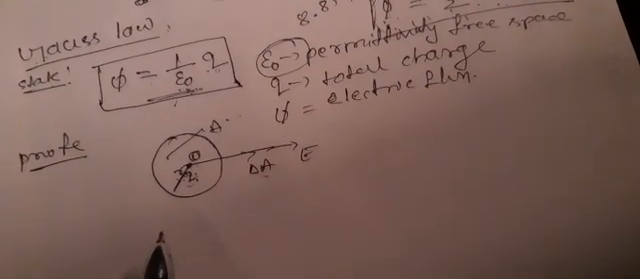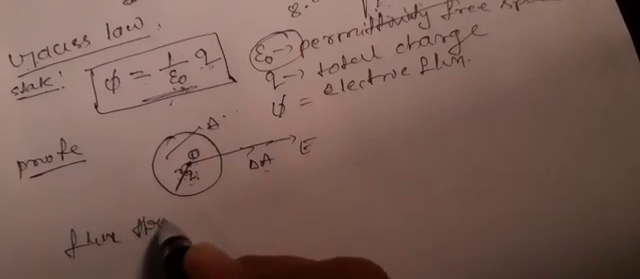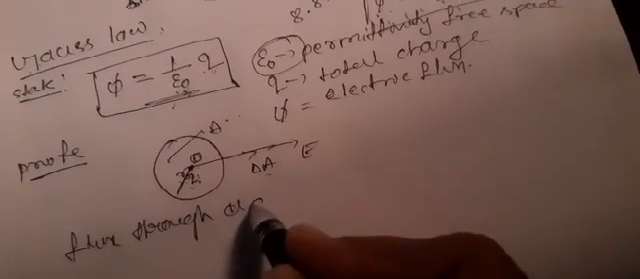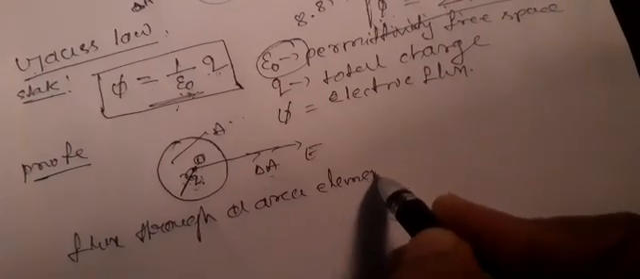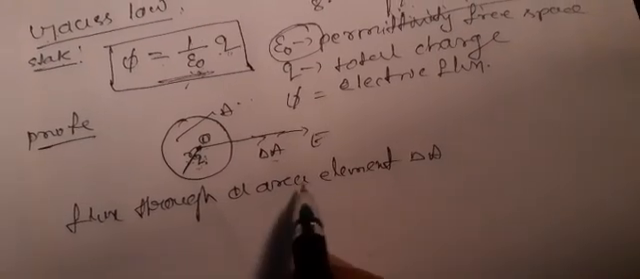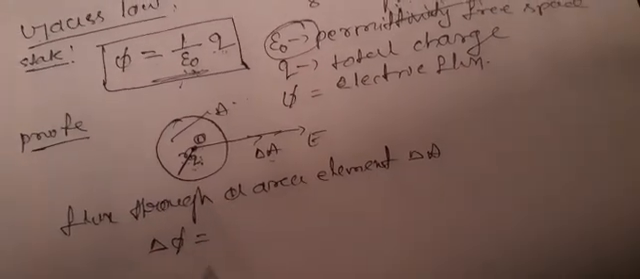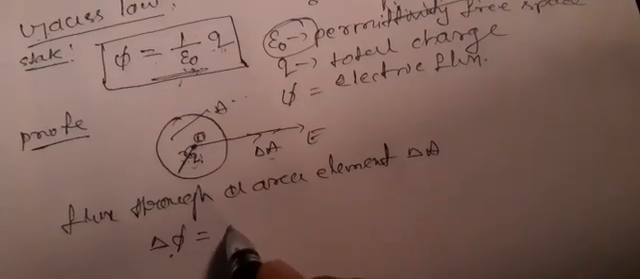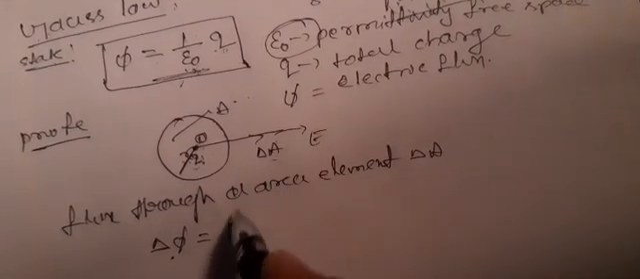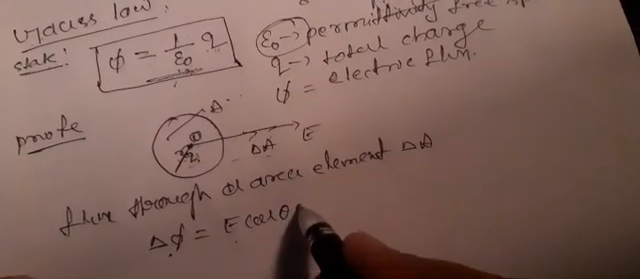First, write the flux through the area element delta A. Flux means delta phi, and total electric flux means phi. The delta phi is equal to E cos theta delta A, where E is the electric field, theta is the angle between the field direction and the area element, and delta A is the area element. That is the first equation.